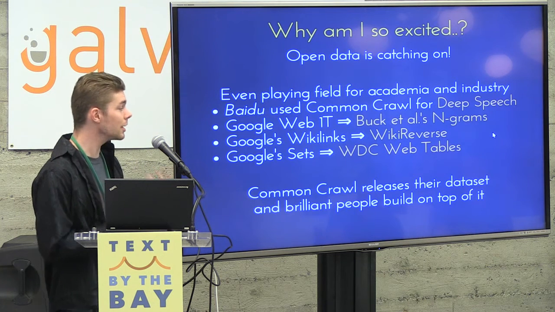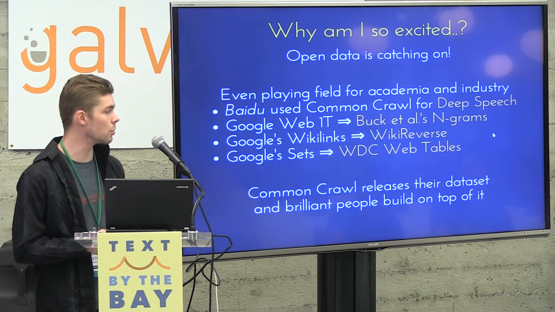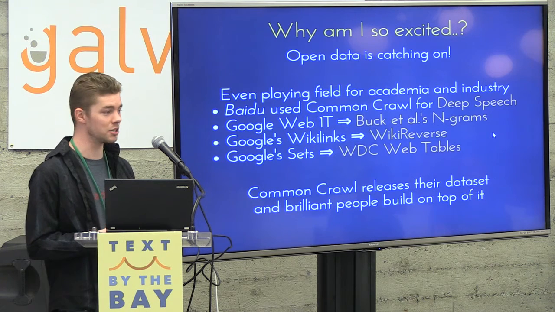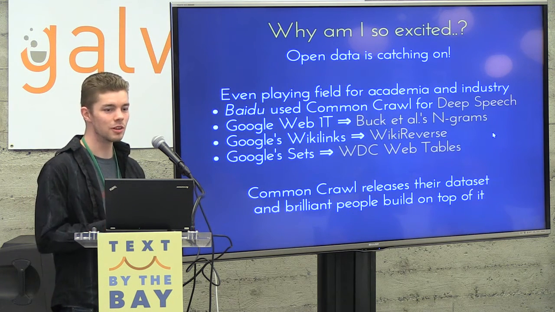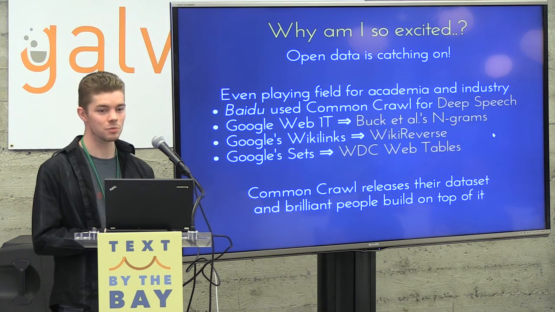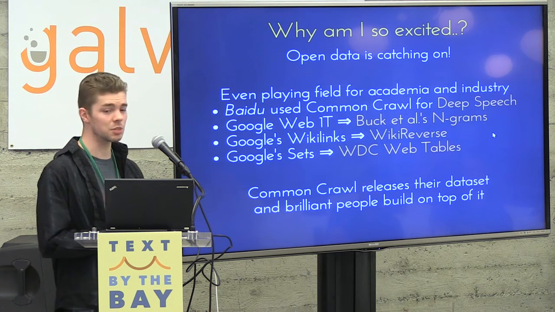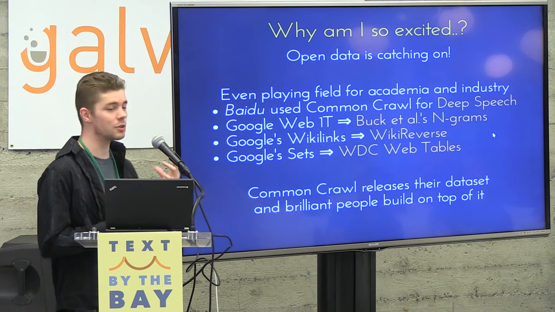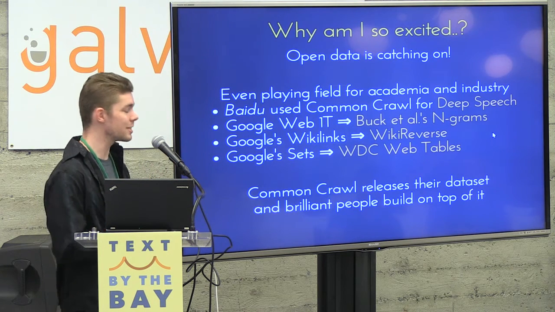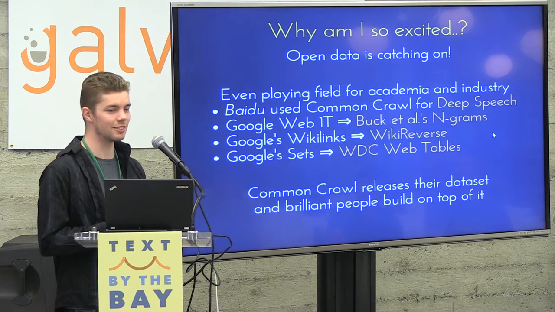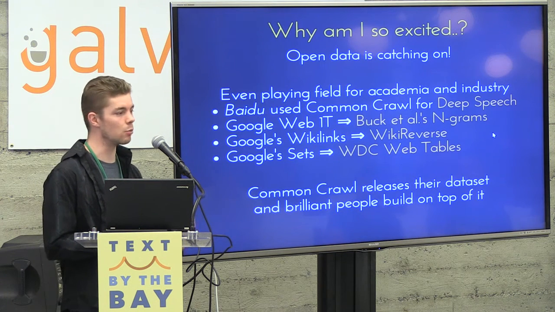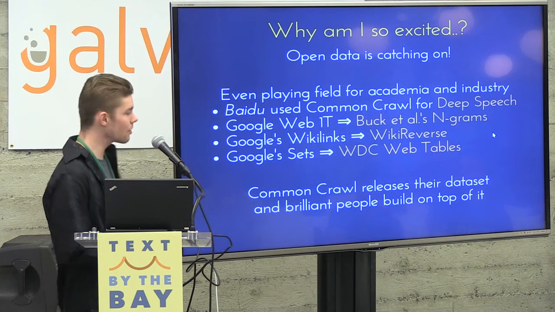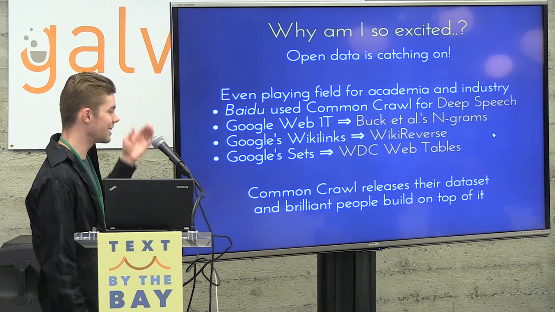One of the things that really excited me recently was that Baidu used Common Crawl for its deep speech recognition system. And this is Baidu, they're a search company. They have an internal corpus that they can use. Possibly not so strong in English, but still, the fact that they're using Common Crawl is a really great thing, not just for the fact that they're using us, but also that the research can be replicated far more easily. And the same with all these other things.